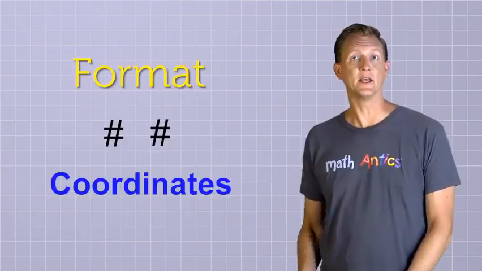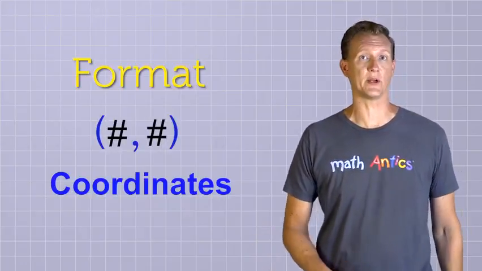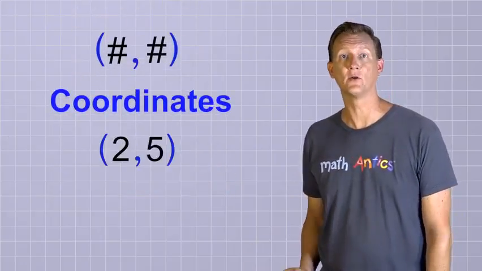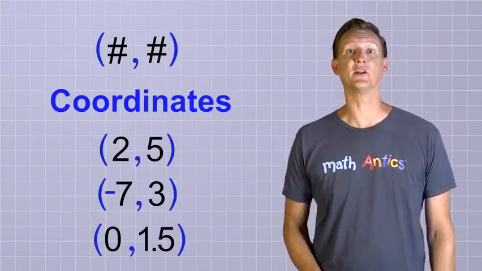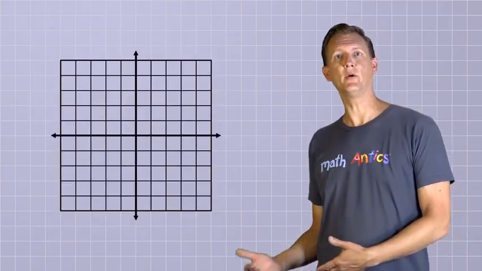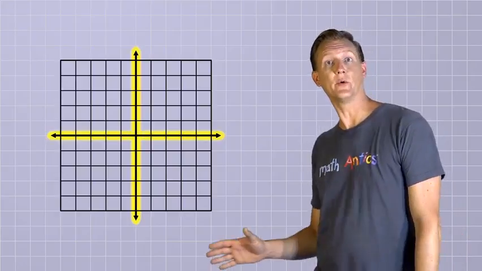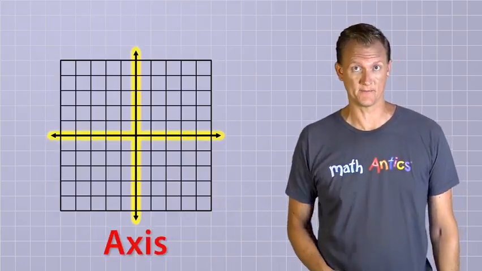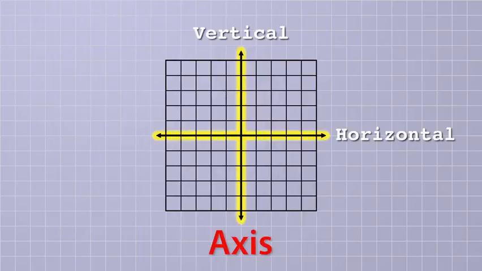Coordinates use a special format to help you recognize them. The two numbers are put inside parentheses with a comma between them as a separator. So when you see (2, 5), or (-7, 3), or (0, 1.5), you know you're dealing with coordinates. Okay, to understand how coordinates work, remember that our number plane is formed by combining two perpendicular number lines. From now on, we're going to refer to each one of these number lines as an axis. One of the axes is horizontal, like the horizon, which means the other axis is vertical, or straight up and down. And they're often called the horizontal and vertical axes because of that.